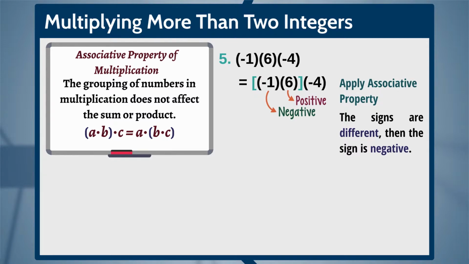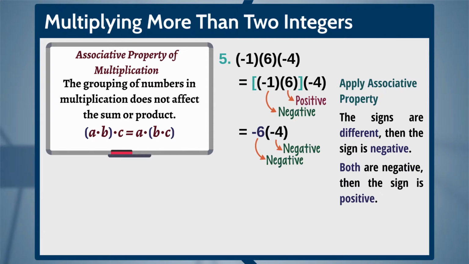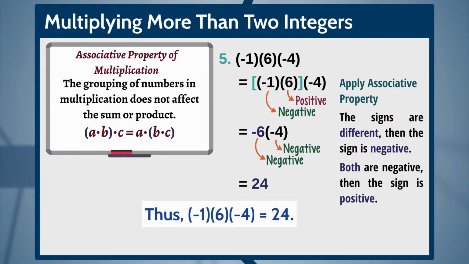Now we have negative 1 times 6 times negative 4 equals negative 6 times negative 4. We will multiply negative 6 and negative 4. By identifying the signs, we see that negative 6 is negative, and negative 4 is also negative. Both are negative, so the sign will be positive. Multiplying negative 6 and negative 4 gives us 24. Thus, negative 1 times 6 times negative 4 equals 24.